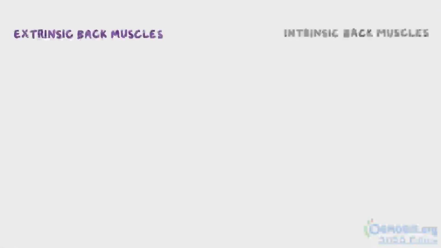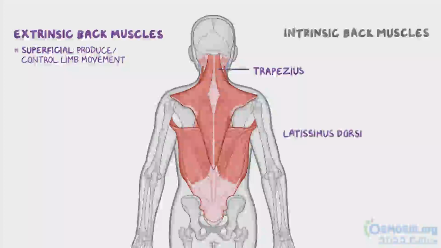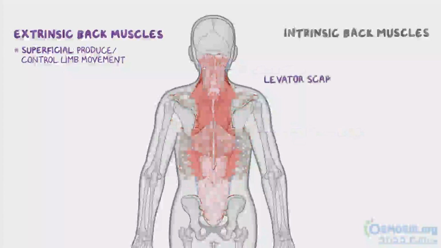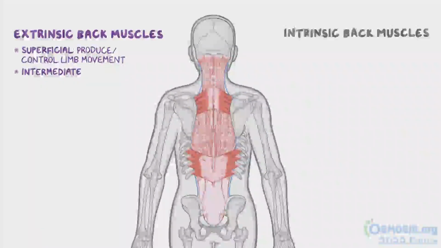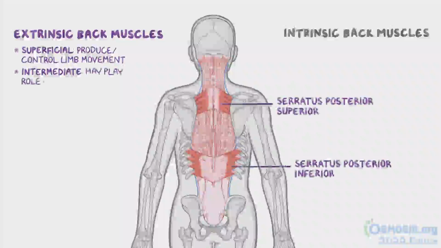Alright, as a quick recap, there are two major groups of back muscles: the extrinsic back muscles and intrinsic back muscles. The extrinsic back muscles are divided into two subgroups: the superficial extrinsic back muscles and the intermediate extrinsic back muscles. The superficial extrinsic back muscles produce and control limb movement and include the trapezius, latissimus dorsi, levator scapulae, and the rhomboids. The intermediate extrinsic back muscles include the serratus posterior superior and the serratus posterior inferior, which may play a role in respiratory movements and proprioception.